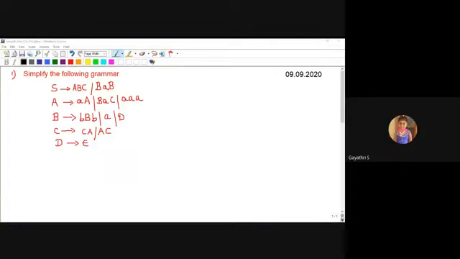So today's session is for another program, another problem. Simplify the following grammar. That is the problem of simplification of context-free grammar. A set of context-free grammar has been given to us as input, and we are going to simplify this grammar.